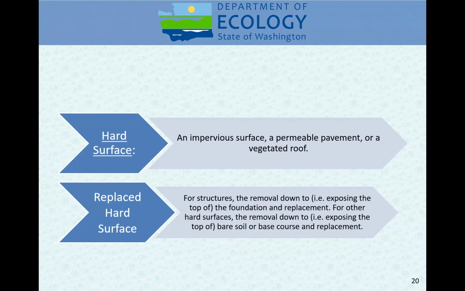If you've removed down to bare soil and you're putting vegetation there, you're not replacing, you don't have replaced hard surface. You now have vegetation on that site, and you can count that area as vegetation in your mitigated manual modeling.